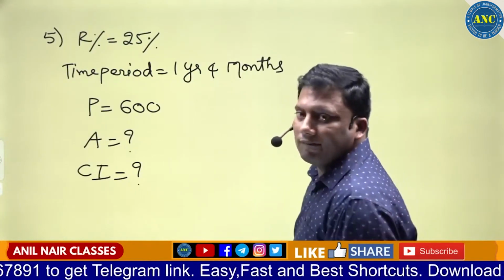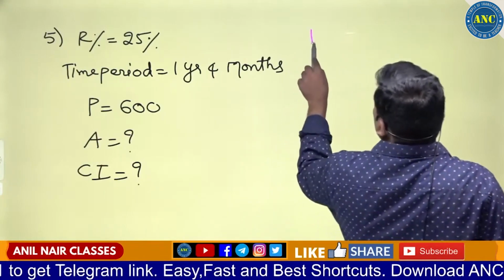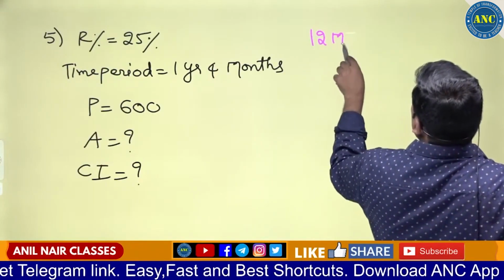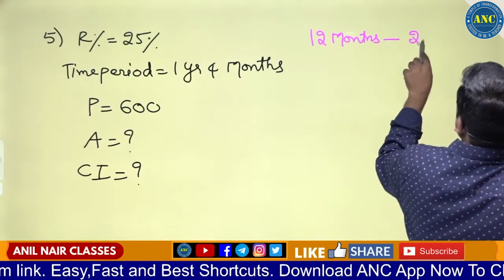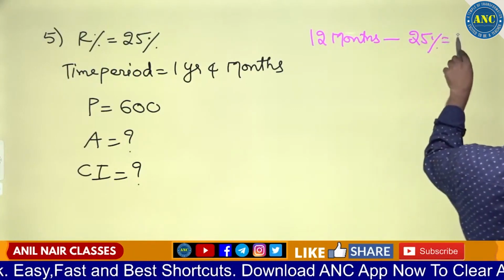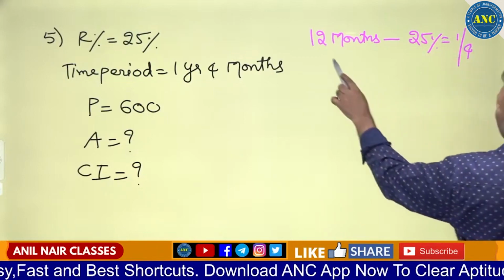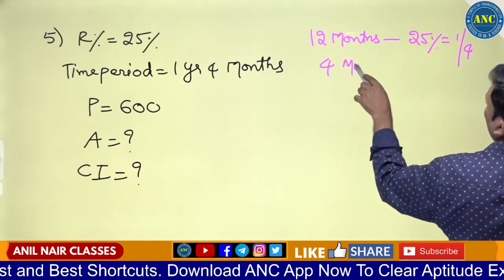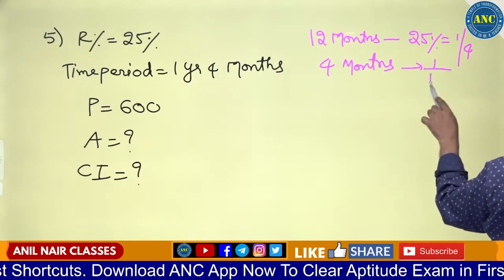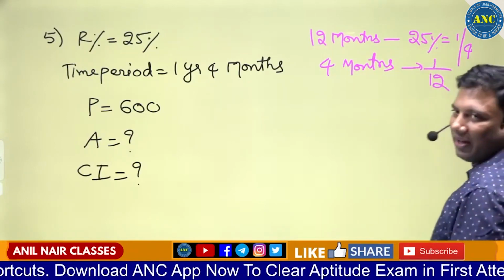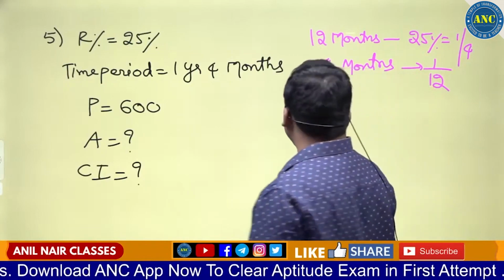Listen carefully. 1 year is 12 months. For 12 months the rate is 25 percent, which is 1 by 4. For 4 months it will be 1/3 of that. 1/3 of 1 by 4 is 1 by 12. Very easy. If you convert it, you will get the answer.